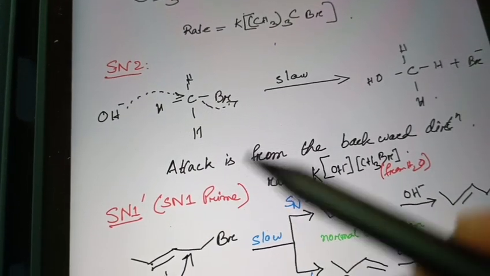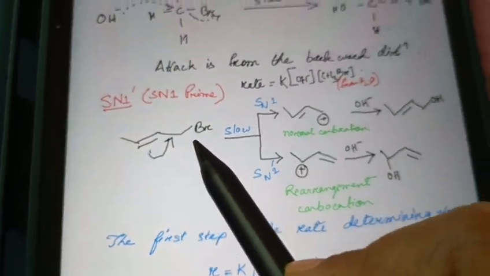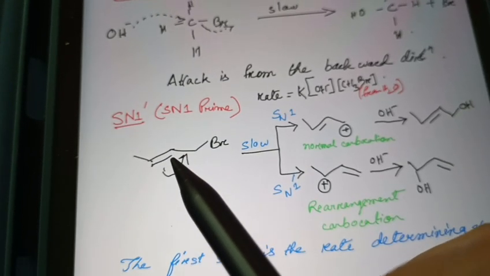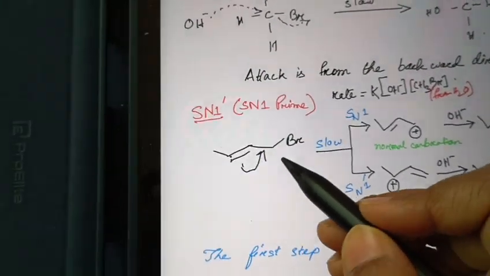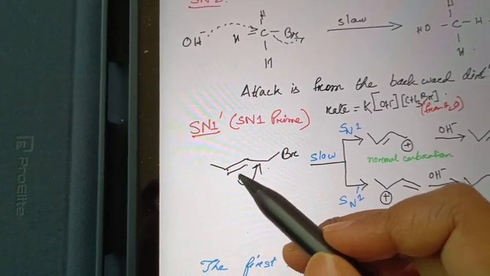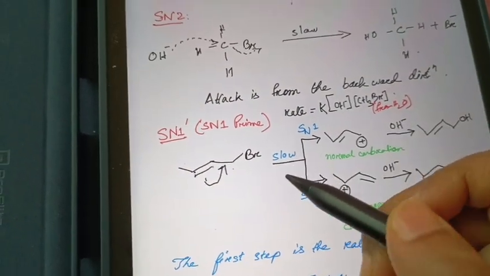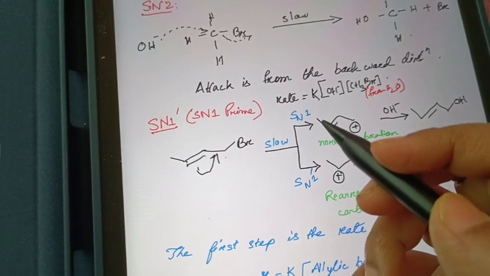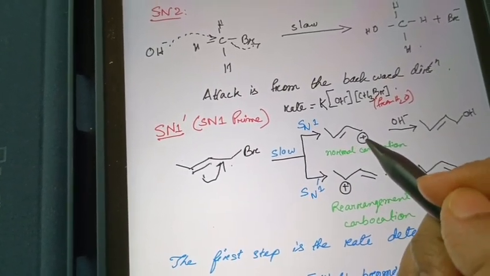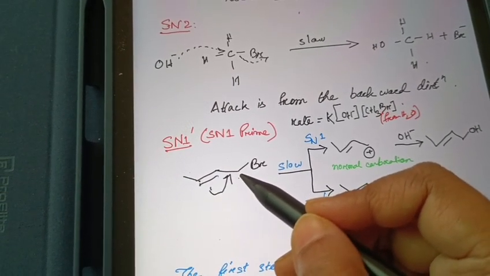In SN1 prime, it is mainly taking place for allylic bromine. Allylic bromine means in the second position you can see a double bond. This is the first position and this is the second position. So in the second position, if there is a double bond, it is called allylic. Okay, this is an allylic bromine. In the first step, the slowest step, as it is SN1, it will be taking place in two steps. First the carbocation is formed, the bromine group will be leaving, and the carbocation is formed in this particular position.